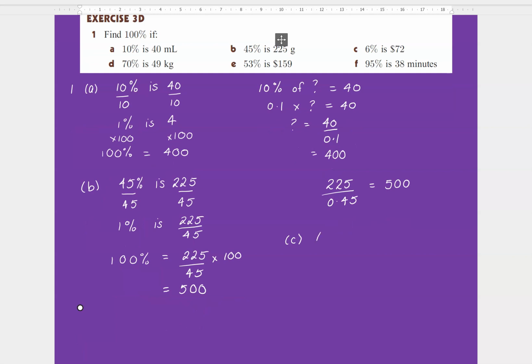Right, with C, we've got 6% is 72. So again, we're going to divide each side by 6, and then we're going to times 100. So this gives me 1% is that. So therefore, 100% will be 72 over 6 times 100. We know that 72 divided by 6 is 12, times 100 is 1,200. Feel free to use your calculator for that.